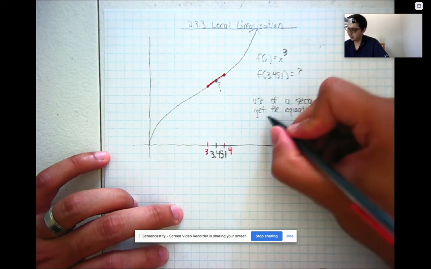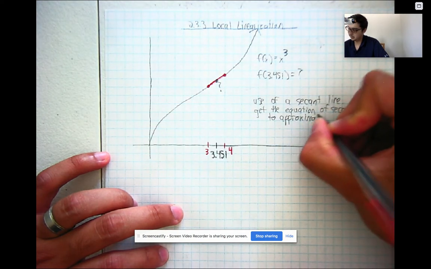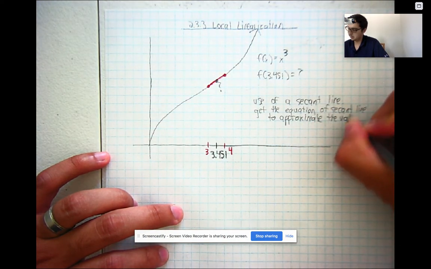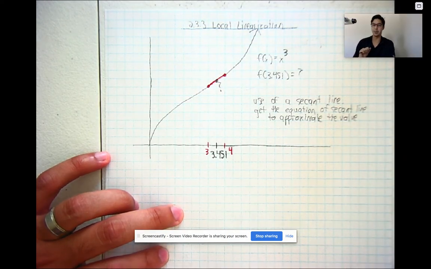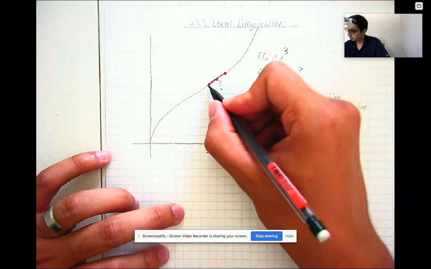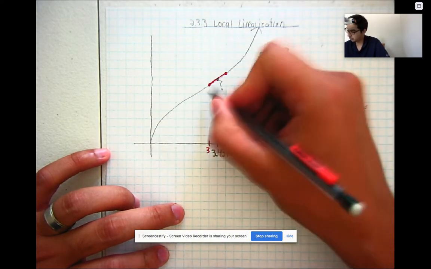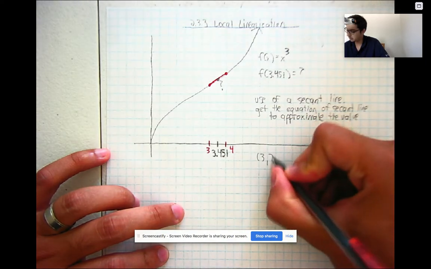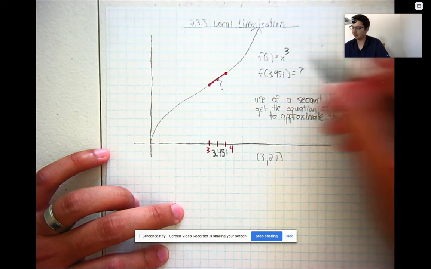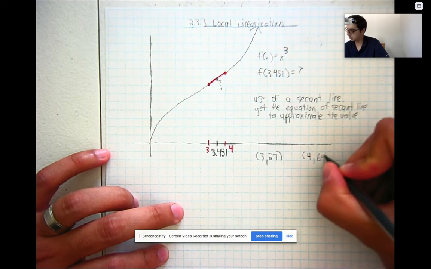So we use a secant line, get its equation, and use it to approximate the value. All right, so that's the idea, and we'll go from there. So we have the point here at 3. For the equation of the secant, we need the slope. So we're at 3, 27, because remember the function's x to the third, and the other point at 4, 64.